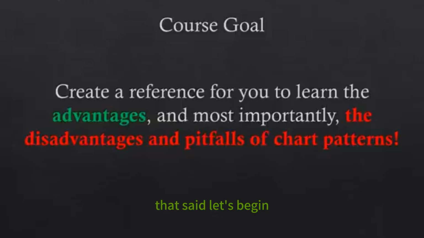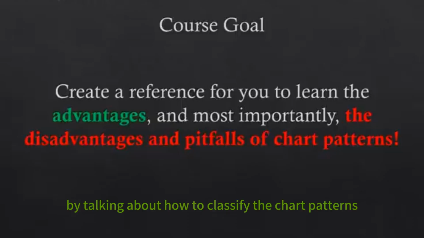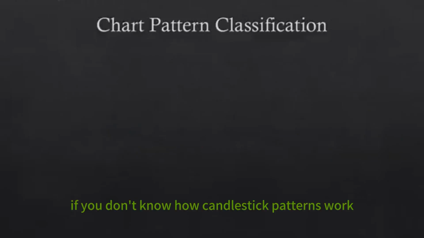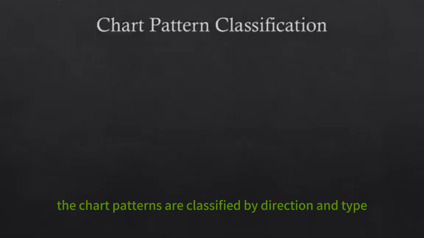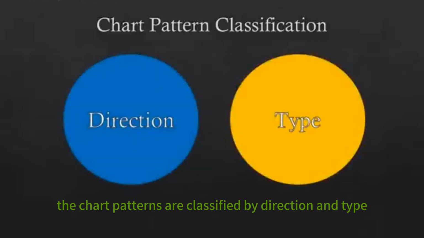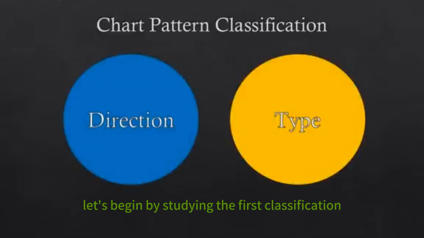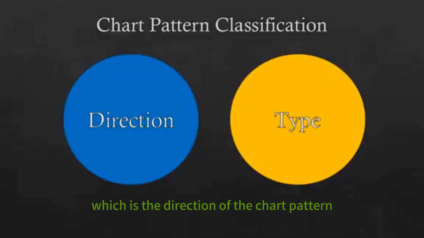With that said, let's begin first by talking about how to classify the chart patterns. The chart patterns classification works a lot like the candlestick patterns classification. If you don't know how candlestick patterns work, I have a free candlestick patterns course you can check out in the YouTube card. There are basically two ways of classifying the chart patterns, and they add on top of each other, as we'll see in a moment. The chart patterns are classified by direction and type. Let's begin by studying the first classification, which is the direction of the chart pattern.